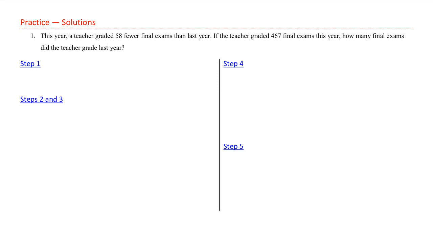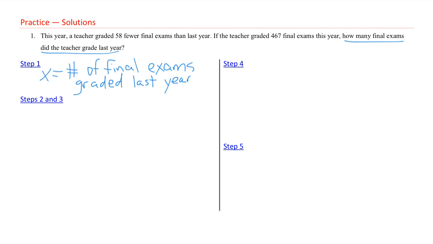The first step in this process is to define a variable. We're going to be using the letter x in the problem, so let's go ahead and define that at this time. The letter x needs to represent the unknown quantity for this problem. The unknown quantity, that is the amount we're trying to figure out, is how many final exams did the teacher grade last year?